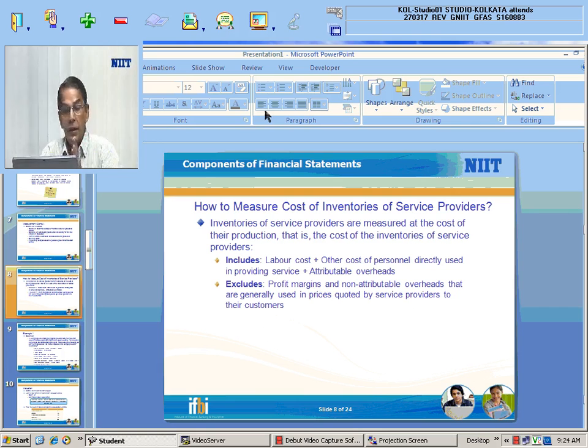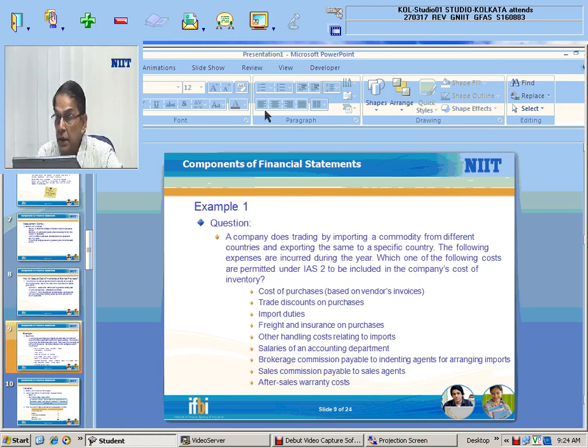So we look at an example here to understand which costs can be included or which can be excluded in a specific scenario. So let's look at this example. A company does trading by importing a commodity from different countries. So the business is engaged in trading business. They import commodities from different countries but export the same to a specific country. That is the business.